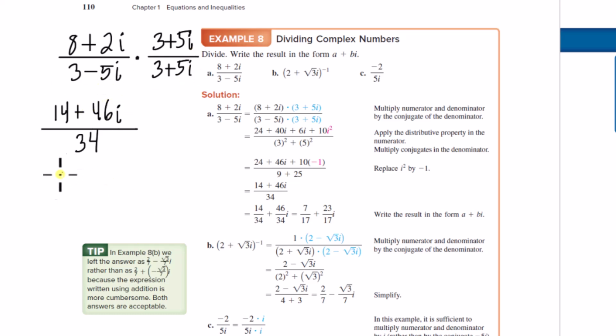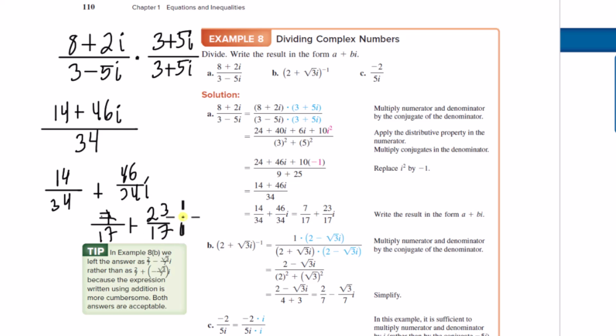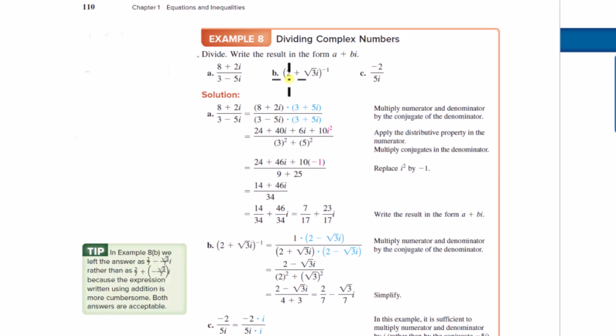Beautiful. Because look, now we can do this. And if we simplify these fractions, boom, there you go. You divided this complex number by this complex number and got this complex number. Okay? What about this here?